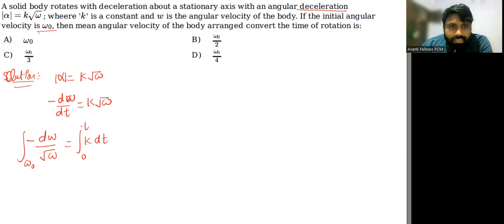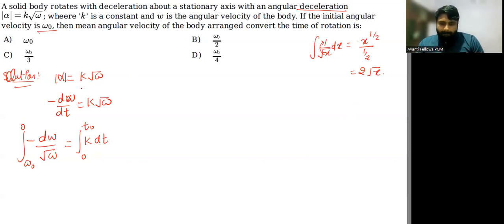And let's say at time t naught, this will become 0. Okay. So we know that the integration of 1 upon root x dx is x raised to the power... This is 1 upon root x, so it is x raised to the power minus half. When it comes upside, you will have x raised to the power plus half divided by half. So it automatically will become 2 times root x. Okay.